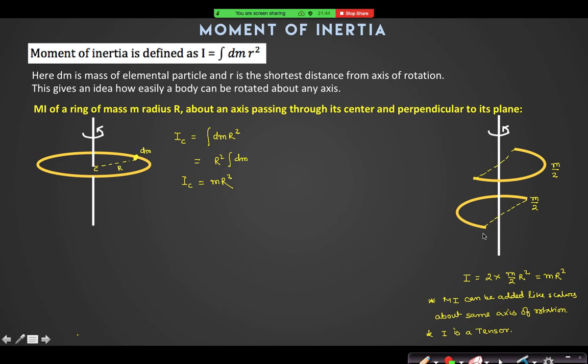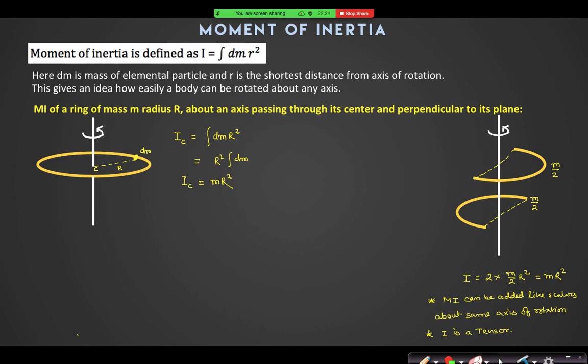And if I find the moment of inertia about a principal axis of rotation, I can add them like scalars. In your syllabus, there is only the principal axis of rotation. So you do not have to bother about whether it's a scalar or tensor, you just add them. Because if they want an answer from you, then the question paper setter has definitely given an axis which is a principal axis or parallel to a principal axis, so that you can add them like scalars.